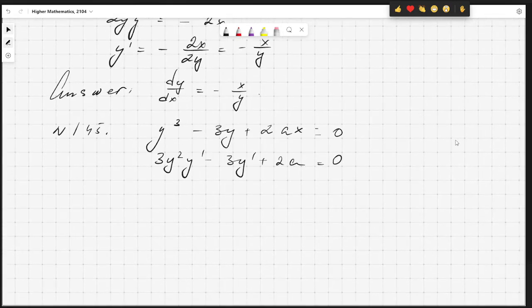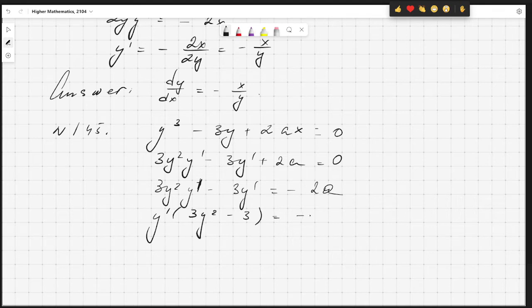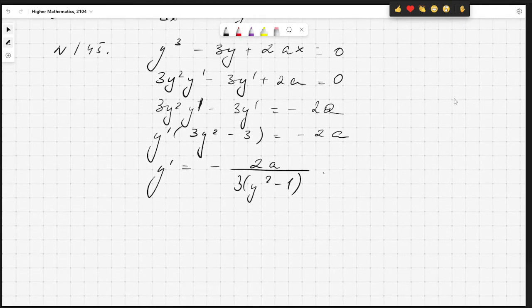Then 3y squared y prime minus 3y prime equals minus 2a. Y prime, here y prime, times 3y squared minus 3 equals minus 2a, and y prime equals minus 2a over 3y squared minus 1. Clear? Yes, the method of differentiation. Okay.